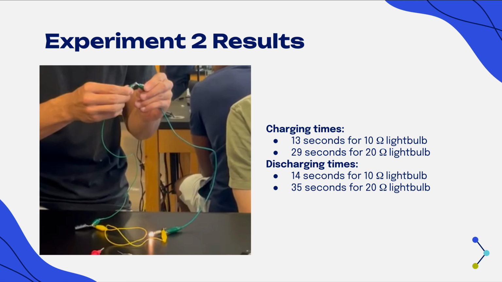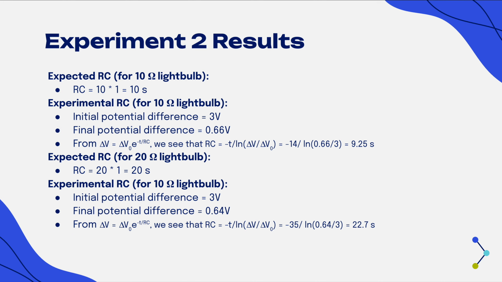Notice that it took longer for the 20 ohm light bulb system to charge up, but the charging and discharging times were very similar. So we also calculate the expected RC, which is just resistance times capacitance, so it's 10 seconds. And then we also use the formula from before, knowing that the final potential difference is 0.66 volts, to calculate the experimental RC. As you can see here, we got 9.25 seconds for the 10 ohm light bulb, which is very similar to 10 seconds. And then for the 20 ohm light bulb, we got 22.7 seconds, which is very similar to the 20 seconds which we expected.